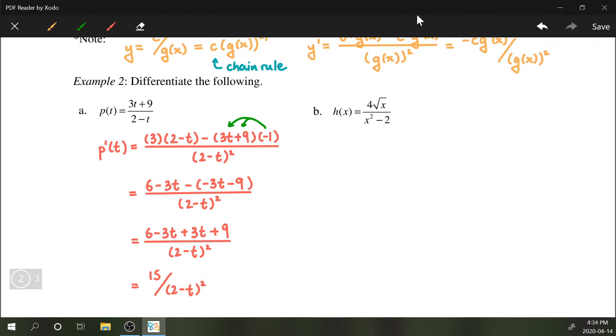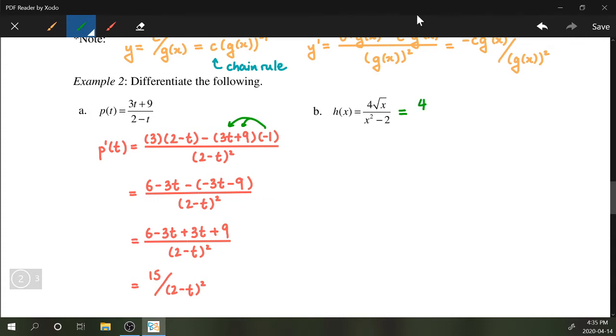And so that's all you need to do. You don't need to expand the (2 minus t) squared and multiply that out. That's not necessary. So for the next example, now we have a square root of x in the numerator, the square root of x over x squared minus 2. So the first thing you want to do is probably just rewrite this a little bit.